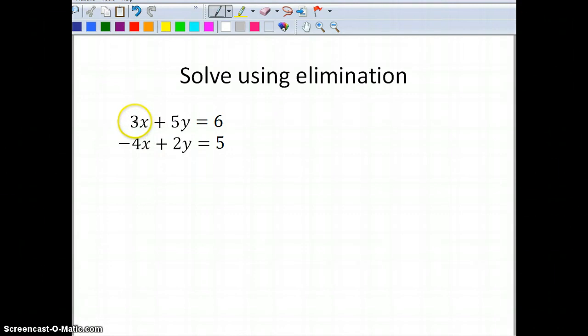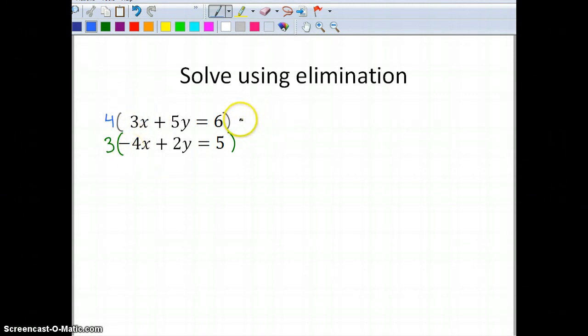This one I've got a positive value and a negative value. So I'm going to eliminate the x's. You could eliminate the y's just as easily. It's all a matter of personal choice. So the first one I'm going to multiply by a positive 4. And this bottom equation I'm going to multiply by a positive 3. Because 4 times 3 is going to give me a positive 12, and 3 times negative 4 is going to give me a negative 12. So I know I'm going to be able to cancel those x's.